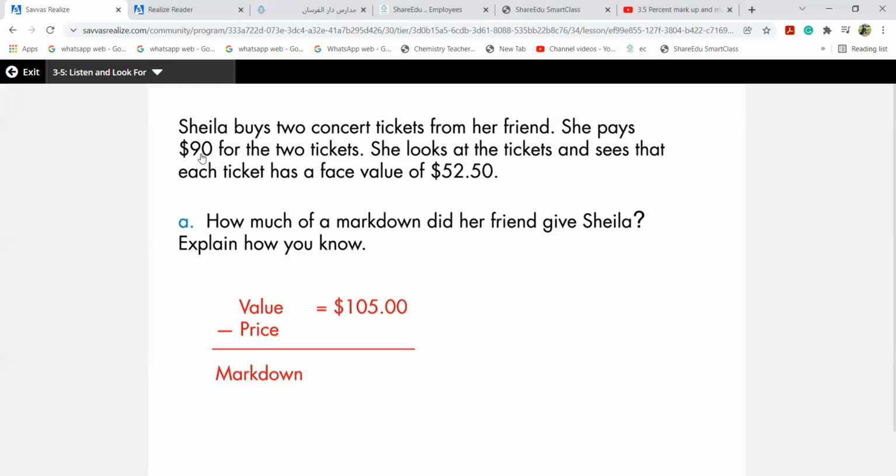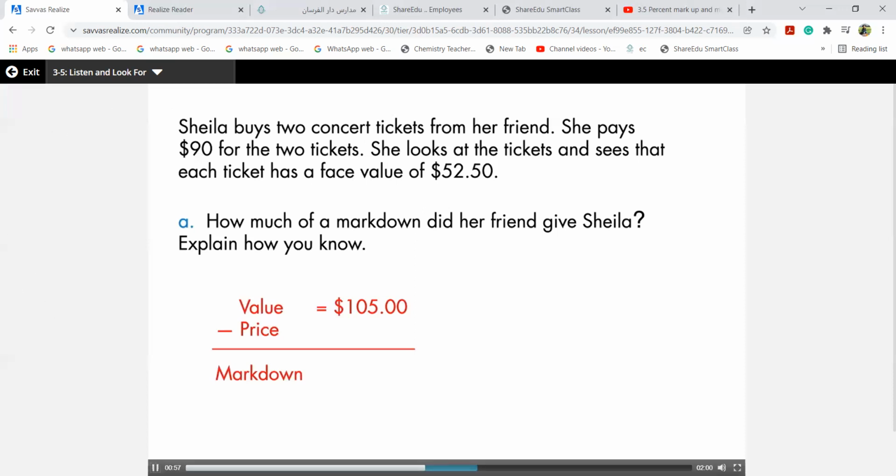So that discount is a markdown. That is a decrease in the payment. You got a discount. So how much discount did you get? It was 105, but you paid 90. So it is 15. Yes. That is called the markdown. At least you have an idea about the lesson. The price of the tickets was $90. The markdown is the difference between the value and the price, or $15.